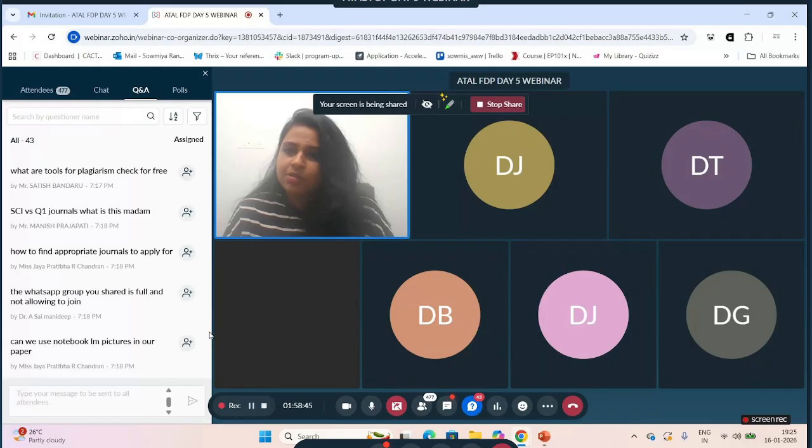So SCI and Q1 is a term that is used across multiple indexing. Q1 means it's a percentile metric. So Q1 exists across multiple indexing. SCI is just one of the indexing. Q1 is the category of journals. They are the top-notch journals, no matter which indexing you are talking about. Most of these indexing sites, they have 4 quartiles: Q1, Q2, Q3, and Q4. And Q1 is your top level journals, the best journals in the classification or the category. And to find appropriate journals, one of the good choices is to use journal finders.